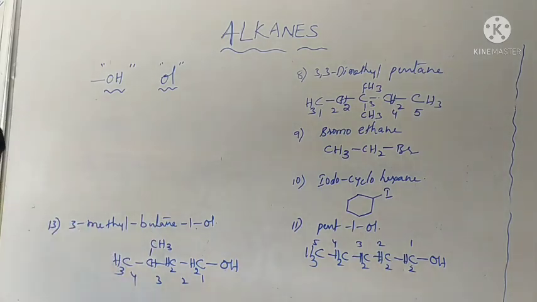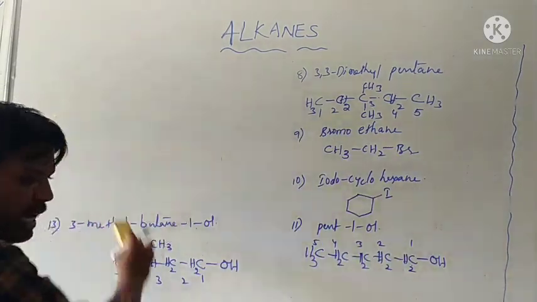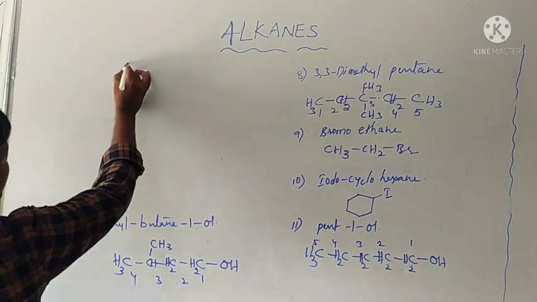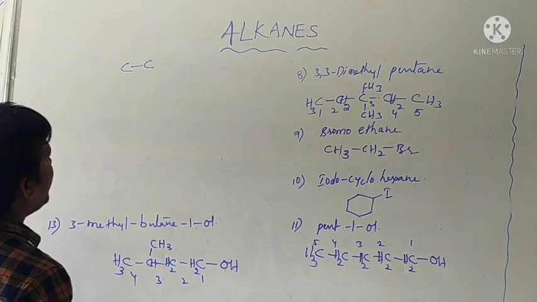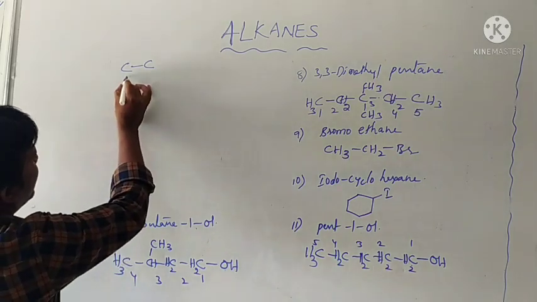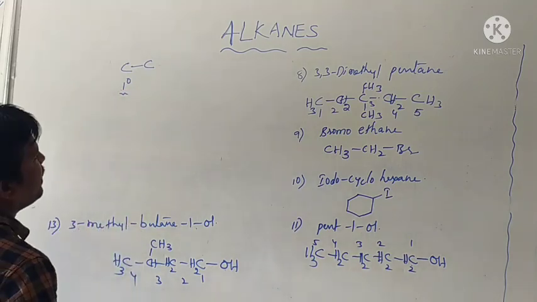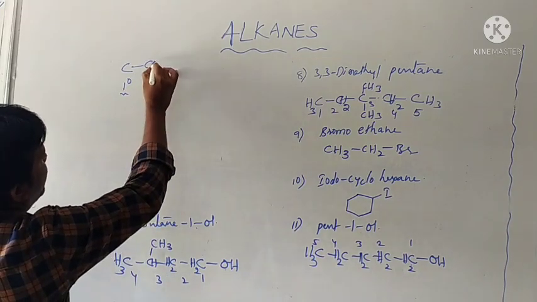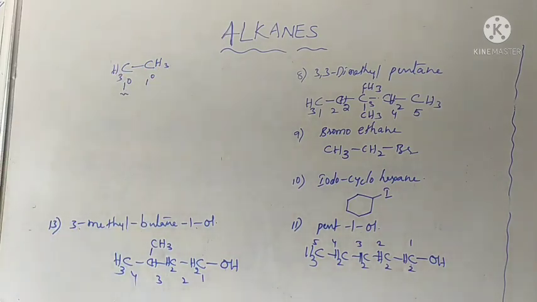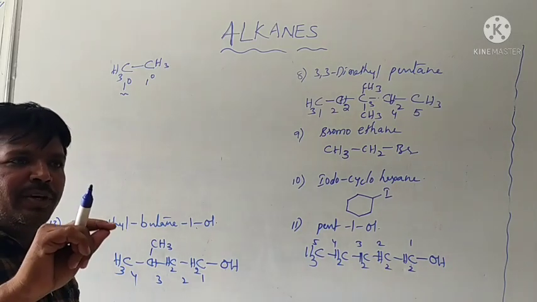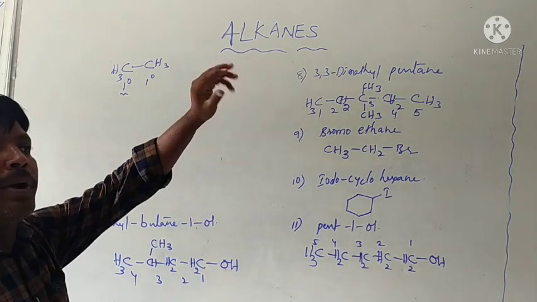And one more important point we have to discuss here. When a carbon is attached to only one other carbon, that carbon is designated a primary carbon. The carbon is called a primary carbon. This is also a primary carbon. Therefore, the remaining carbon valency is filled with hydrogens. Okay, a carbon attached to only one other carbon is considered a primary carbon.